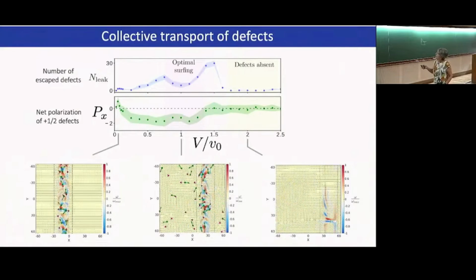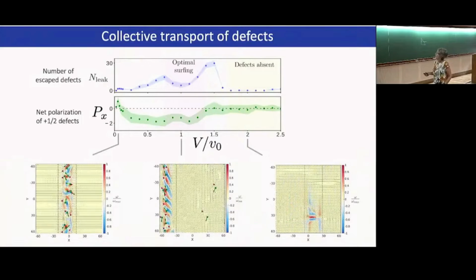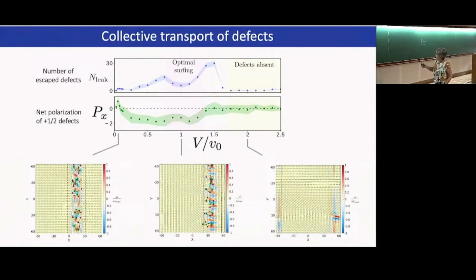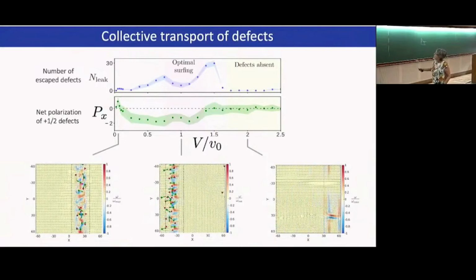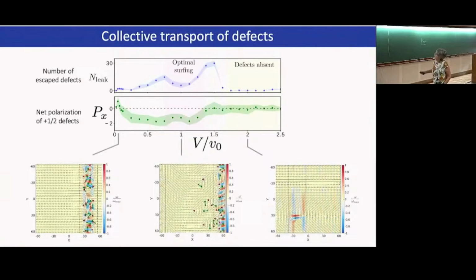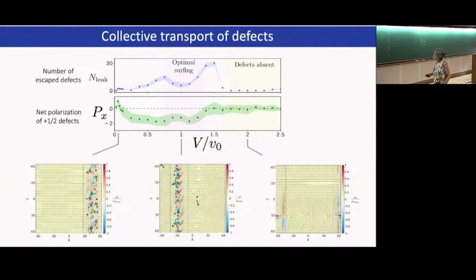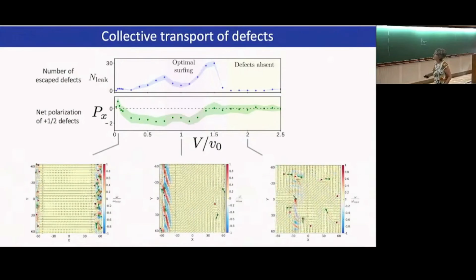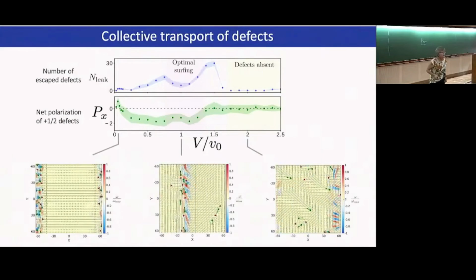At intermediate, when v is comparable to v naught, it's sort of an optimal state where the number of defects that leak out of the strip is minimal, and the +1/2 defects acquire a mean polarization, that is, the system really orders. They acquire a mean polarization in the direction in which you're moving the strip.